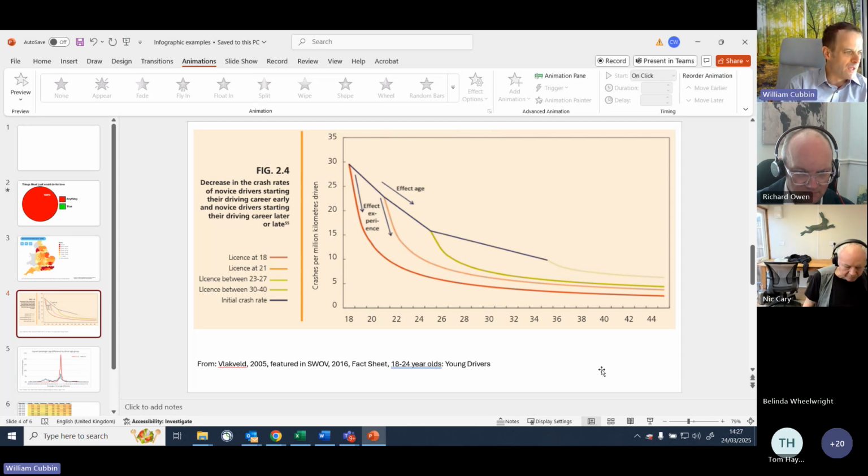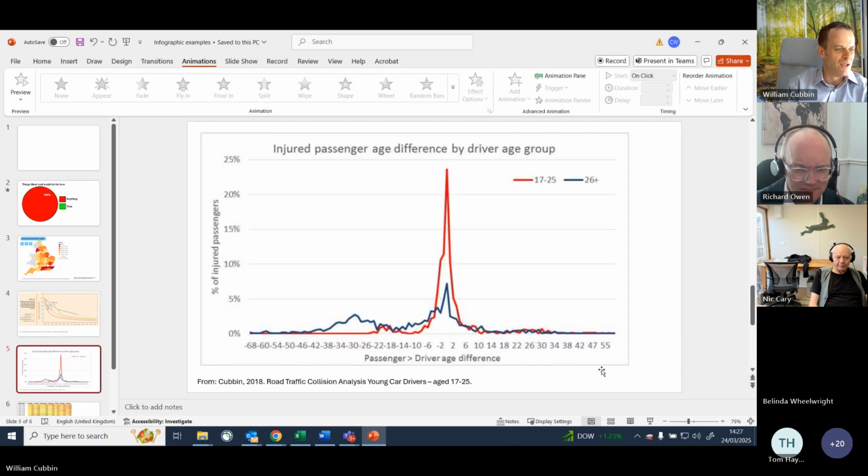Another area of graduated driver licensing is the case around peer-aged passengers. So this graph plots for two age groups, the 17 to 25-year-olds in red, who are maybe the subject of a GDL scheme, and 26 plus as a group to compare them to, and looks at, within Stats 19, the age difference between the driver and any injured passengers.